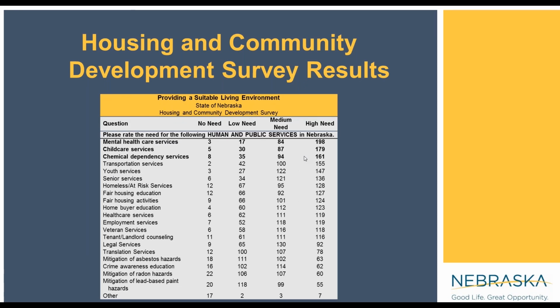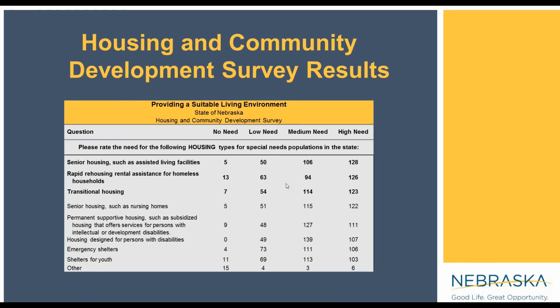Human and public services in Nebraska. Mental health care services were 198, child care services at 179, and chemical dependency services at 161. So we do see some needs for human and public services in Nebraska. Mental health and chemical dependency are not necessarily correlated, but there is certainly some feedback between the two, and child care services.